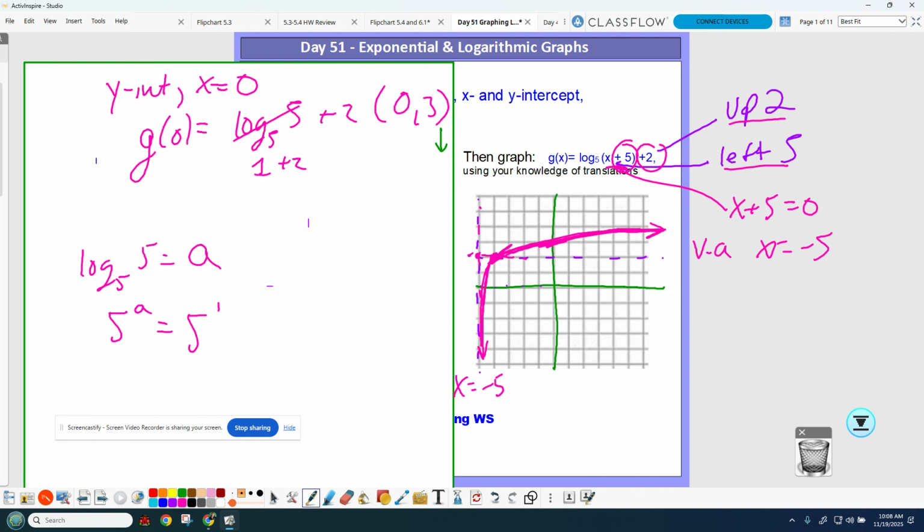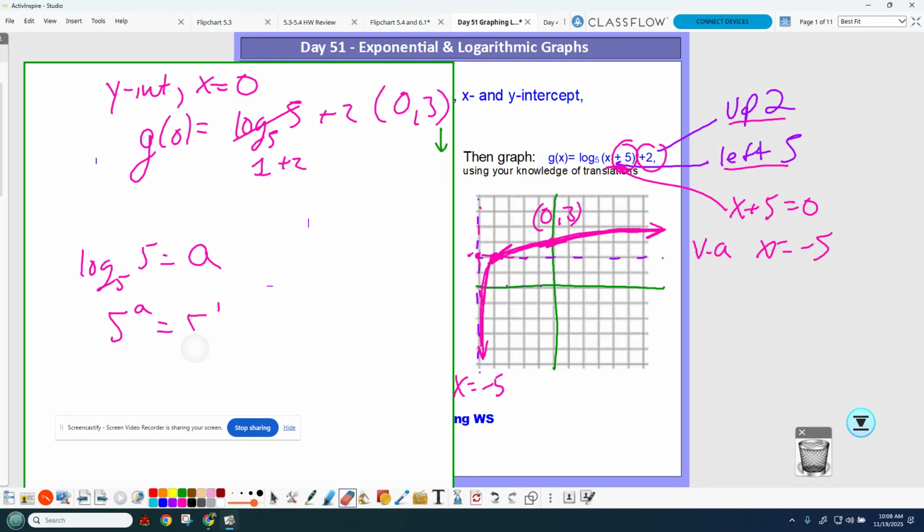And look, your graph is there. We did it right. Touchdown. Crowd goes wild. Okay, fine. Okay, that's the y-intercept.